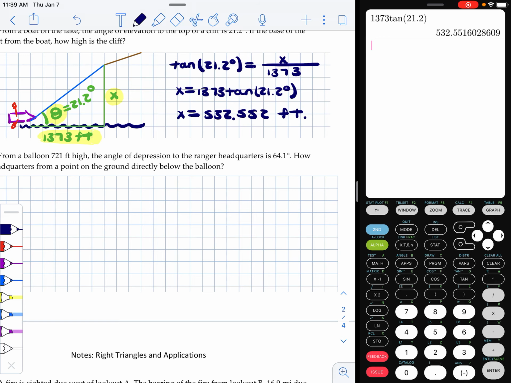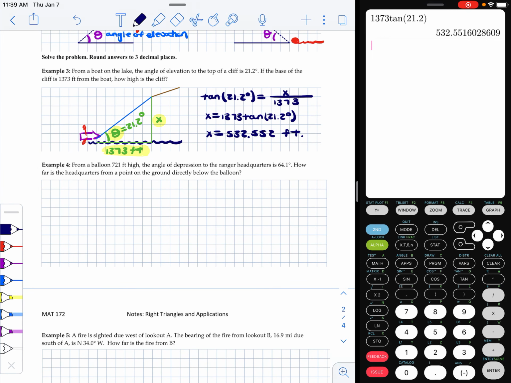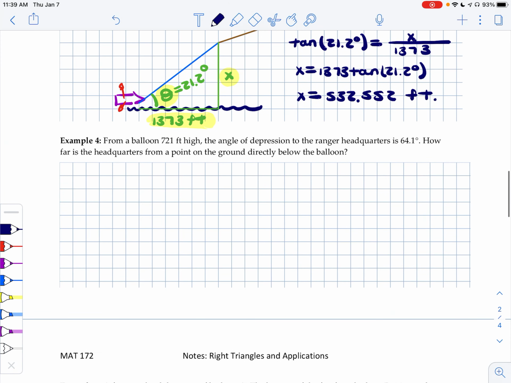All right, so this is the type of thing that we're going to be looking at in this section, using what we know about our trig functions, our trig ratios, primarily the sine, cosine, and tangent. The reason we're going to focus on those three, and not use the secant, cosecant, or cotangent, is simply that our calculator has buttons for sine, cosine, tangent, but not for the three reciprocal functions. So it's just easier to use those three as opposed to the others. All right, let's go ahead and take a look at example 4 as well.